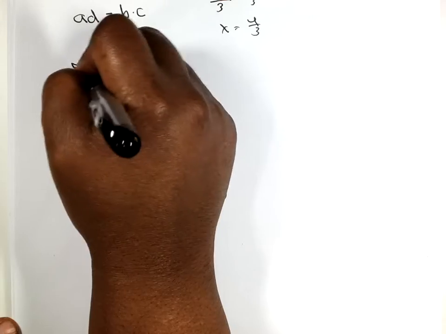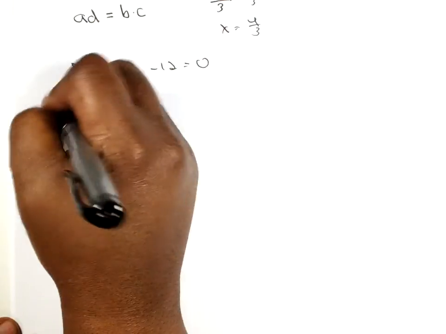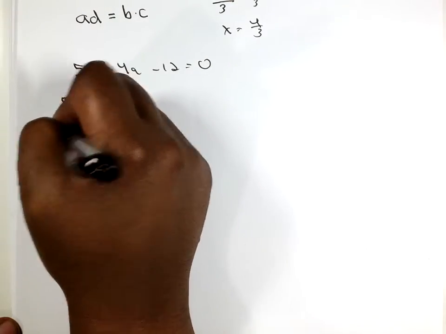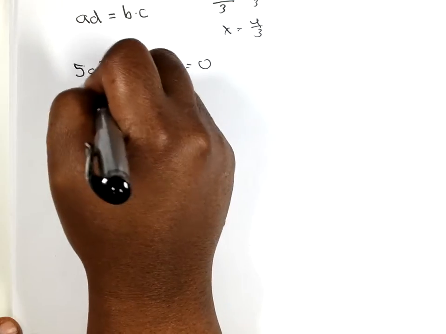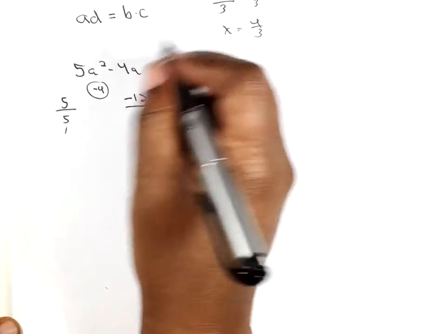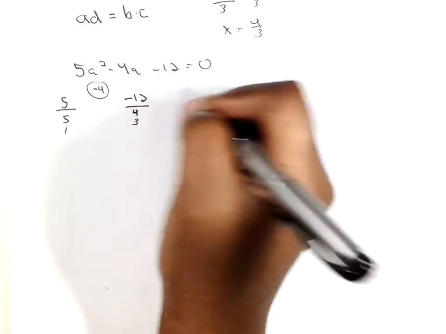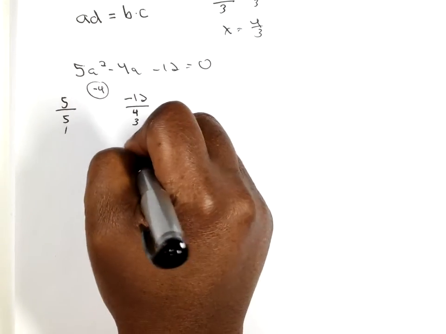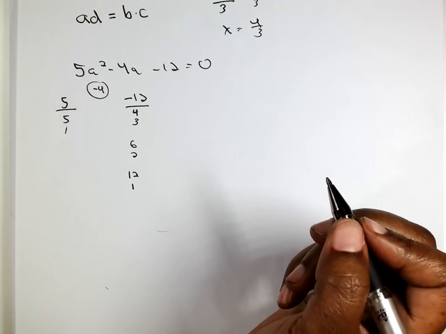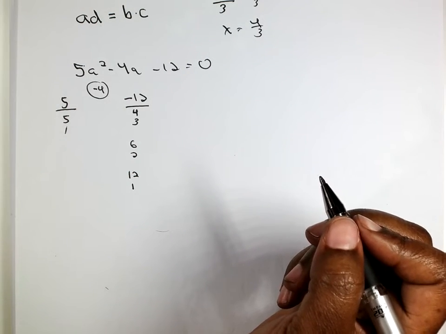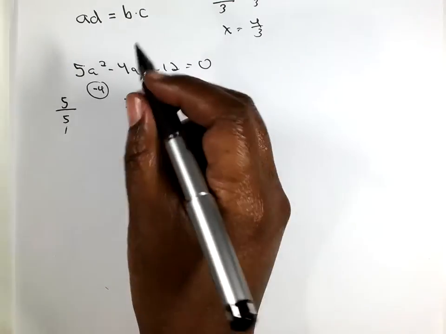And we're looking at 5a squared minus 4a minus 12. So 5 is just 5 and 1. And then we have the negative 12. And ultimately we need it to combine to a negative 4. So let's start with 4 and 3. And if that doesn't work, we'll try 6 and 2. And if that doesn't work, we'll try 12 and 1. If none of them work, then we have a problem. We'll have to use the quadratic formula, which we haven't really looked at yet.